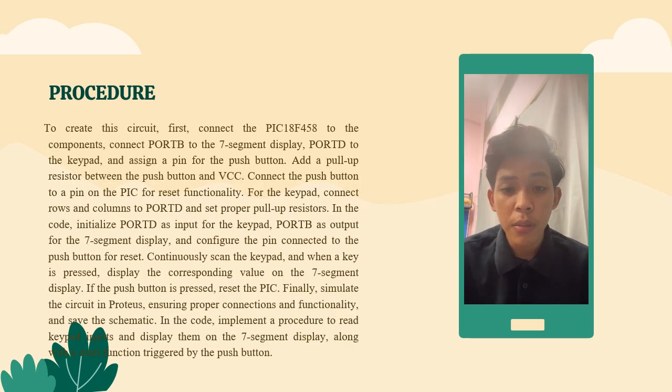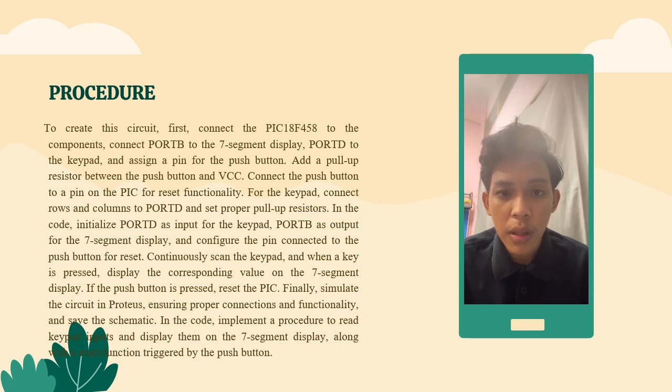To design this mini project, the PIC must first be connected to the components. Port B to the 7-segment display, port D to the keypad, and a pin must be assigned for the push button in order to construct this circuit. Put a pull-up resistor in between the VCC and the push button. To enable reset capability, attach the push button to a pin on the PIC, connect rows and the columns to port D, and set the appropriate pull-up resistor for the keypad.